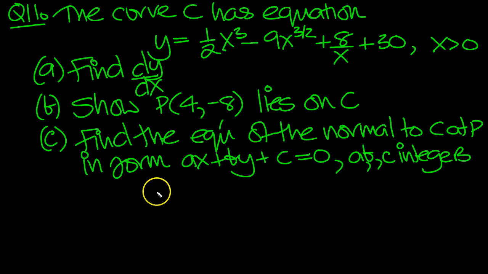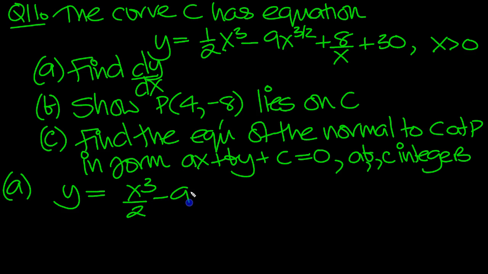So let's have a look at this then. So part A, first of all, y is equal to, well, it's x cubed over 2, so let's write it like this, minus 9x to the 3 over 2, plus 8x, bring the x up from power 1 is what that is, so that's minus 1, plus 30.